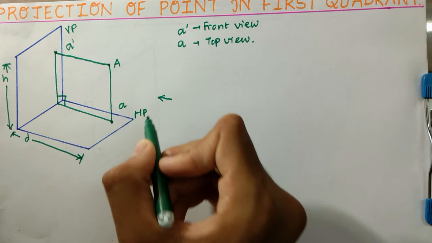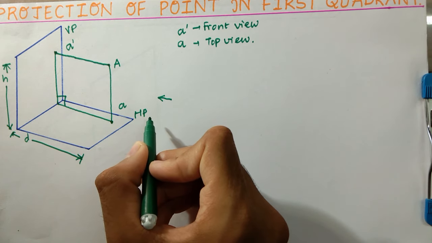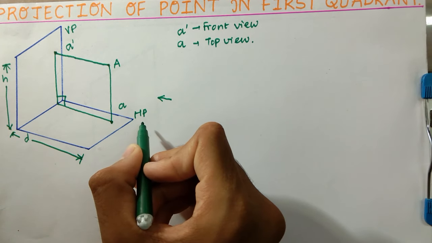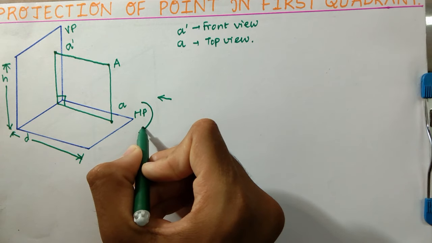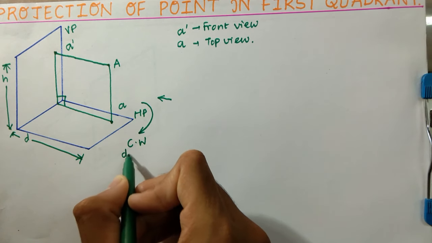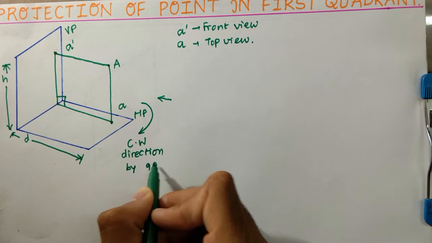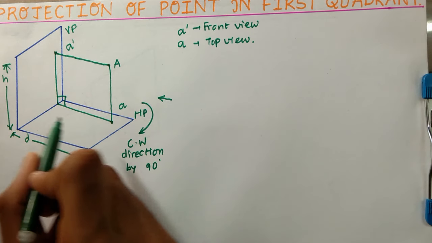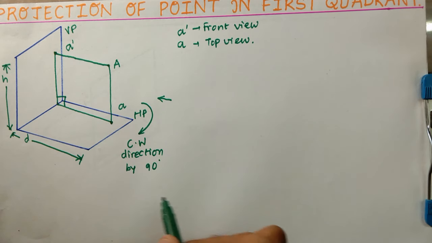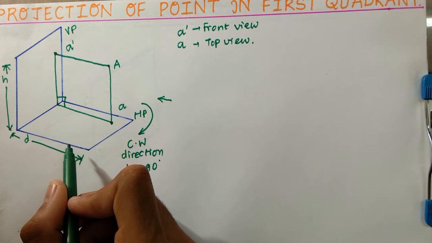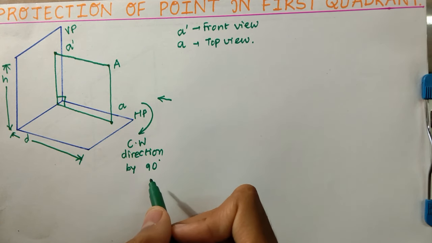Now, another important step for converting this pictorial representation into our orthographic projection or orthographic view: we have to rotate this horizontal plane by 90 degrees in the clockwise direction. After rotating this horizontal plane by 90 degrees, these two planes lie in the same plane, and we have to convert this pictorial representation into orthographic view. That's why we are rotating this horizontal plane in the clockwise direction by 90 degrees.